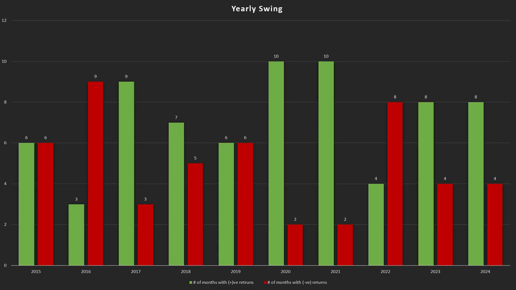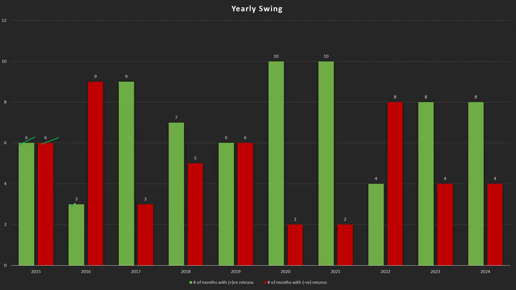Let's move on to the next graph, which is the yearly swing graph. In this graph, the green bar represents the number of months with positive returns, whereas the red bar represents the number of months with negative returns. So in 2015, 6 months gave positive returns and 6 gave negative returns.